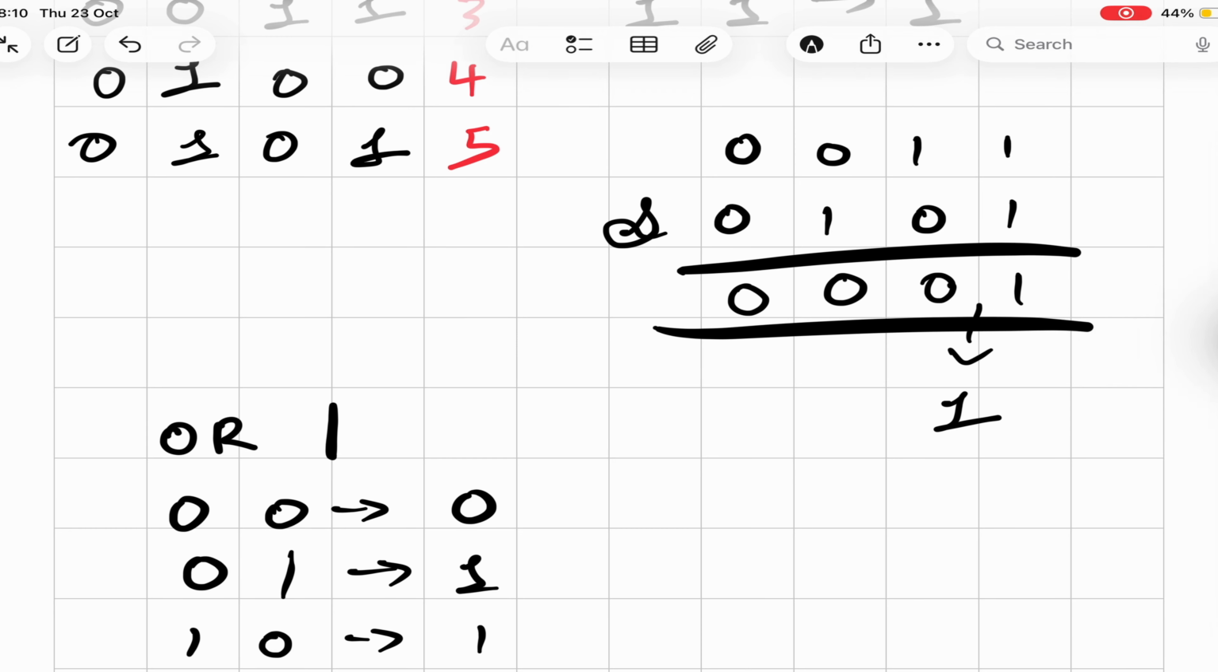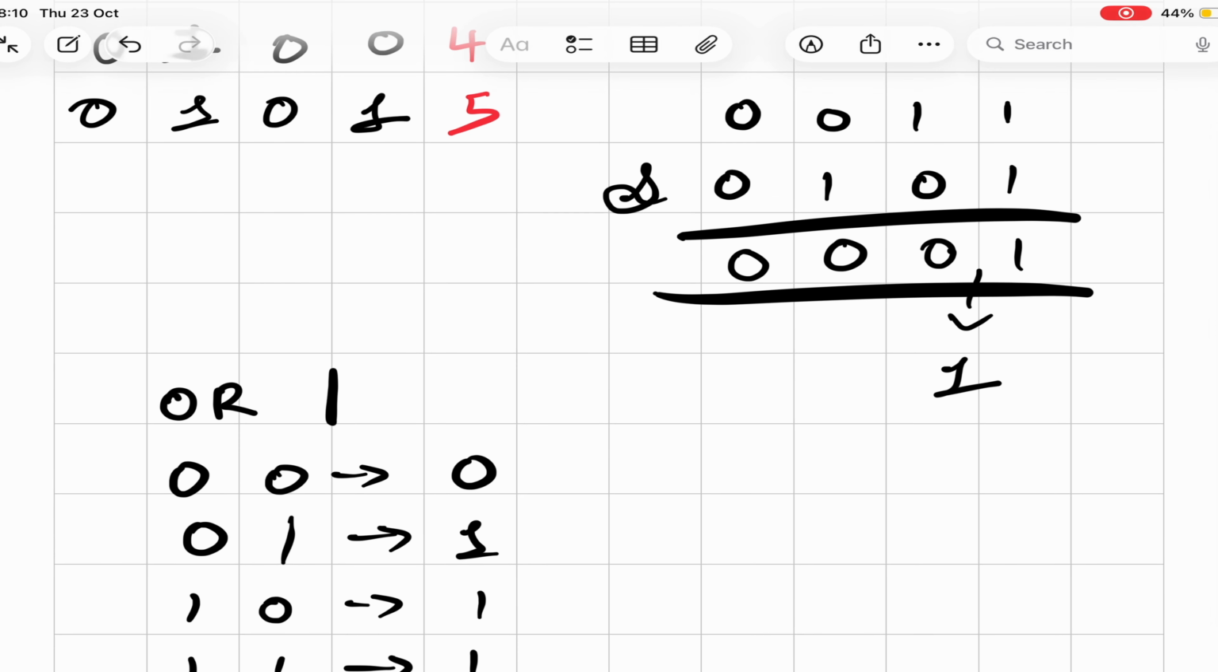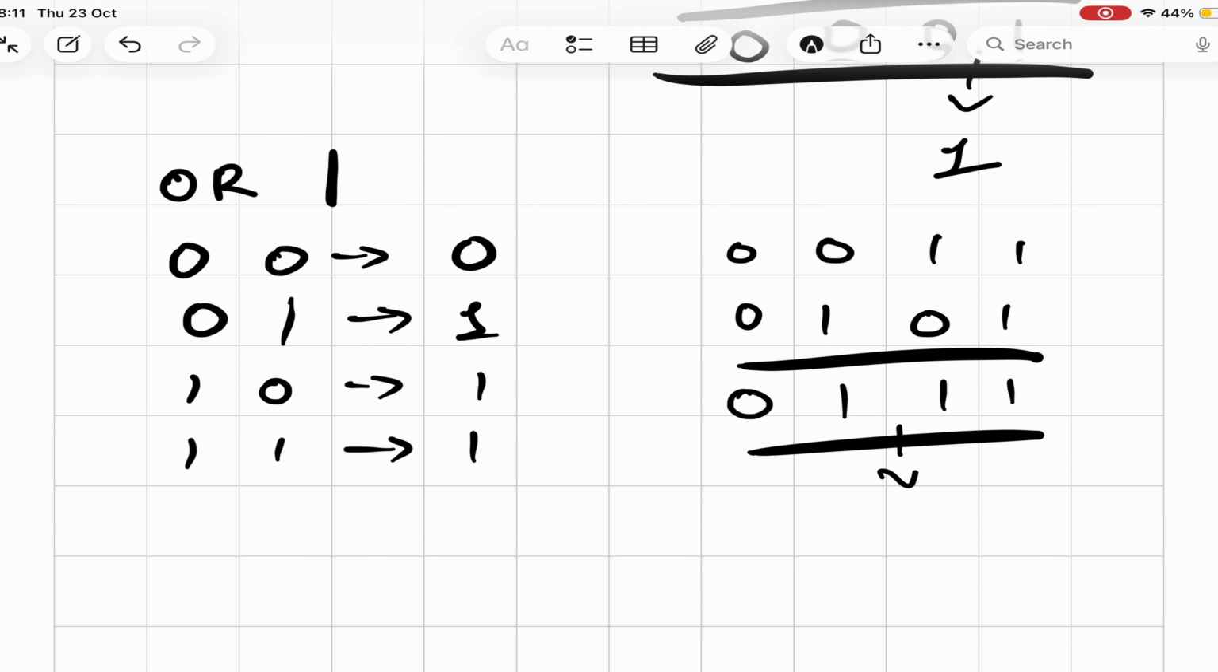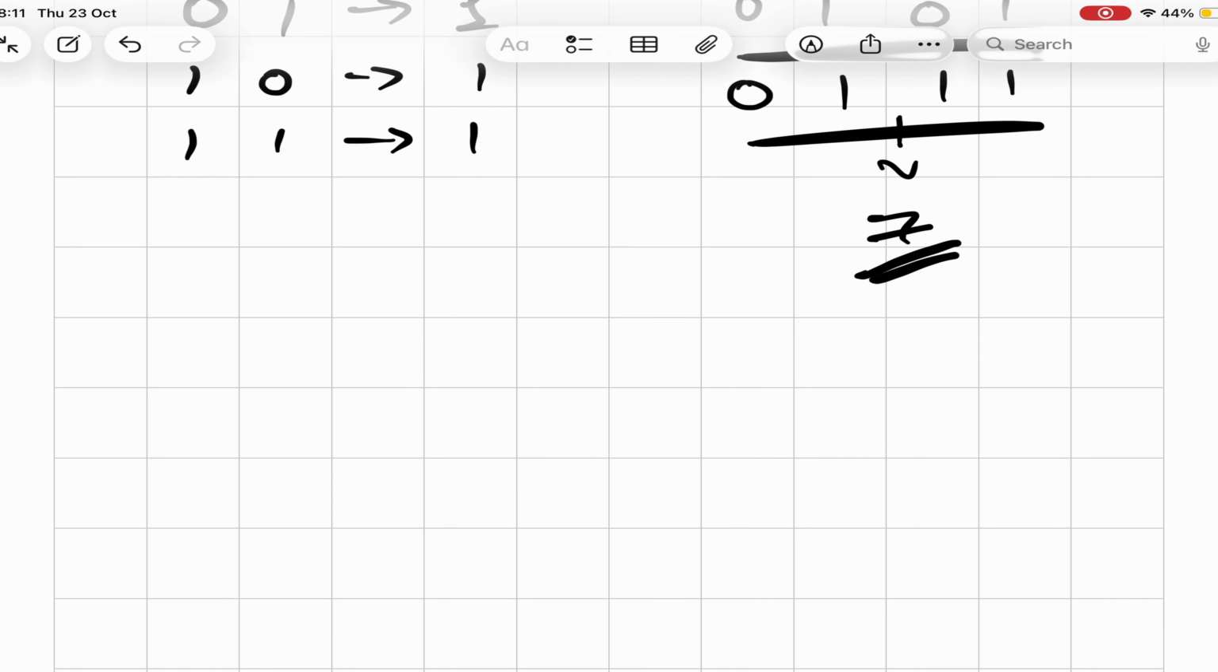So let's perform the OR operation on 3 and 5. So let's say 0011 and 0101. So here when I perform the OR operation, you can see I am getting 7 as the answer. You can check it out, this is 7.